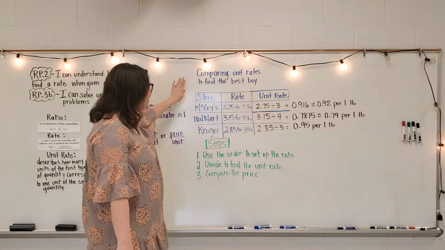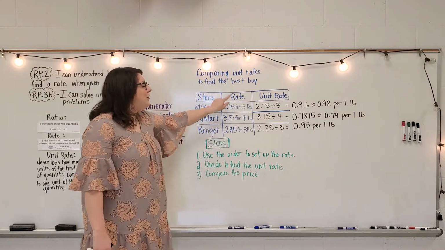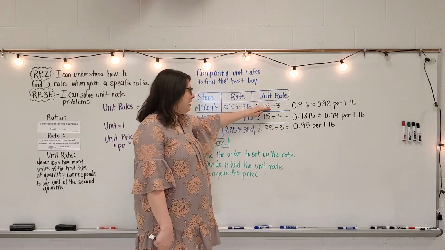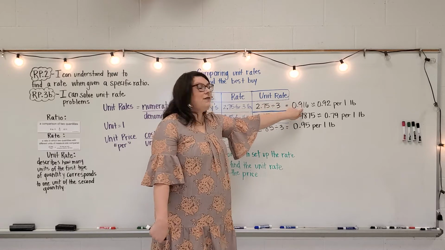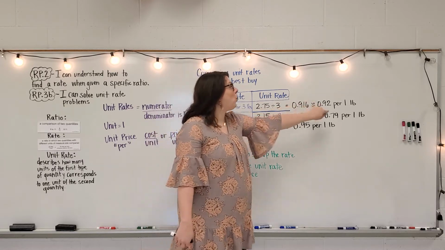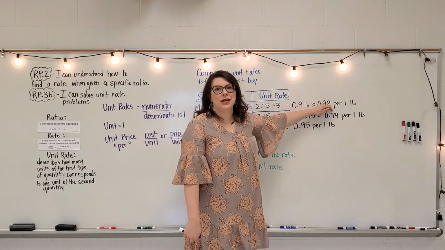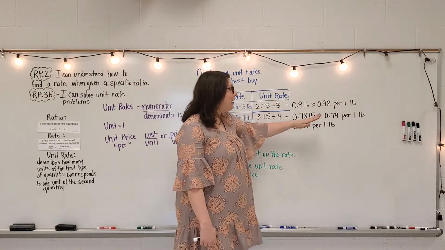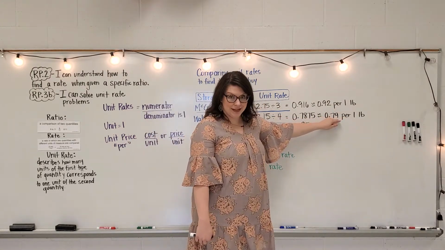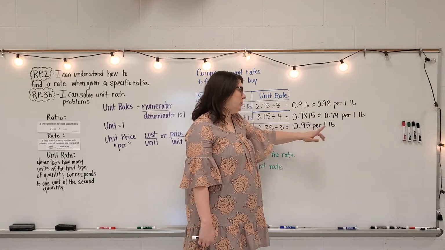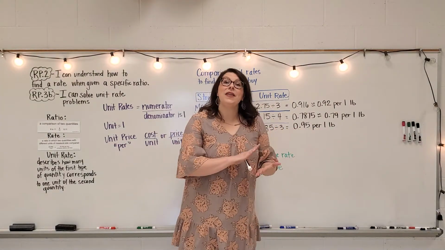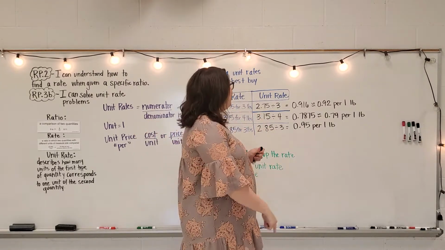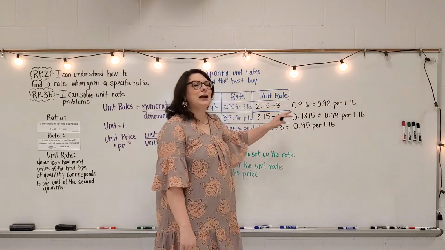So in this example, I've set up my rates. I've divided the rate to find the unit rate. And then when I divided the price per pound, I found my unit rate. Every single pound is worth 92 cents at this first grocery store. In the second grocery store, I can get 1 pound for 79 cents. In the third grocery store, I can get 1 pound for 95 cents. Now that I have changed it into a unit rate and gotten everything down to per pound, 1 pound, now I can compare the price and find the best buy.